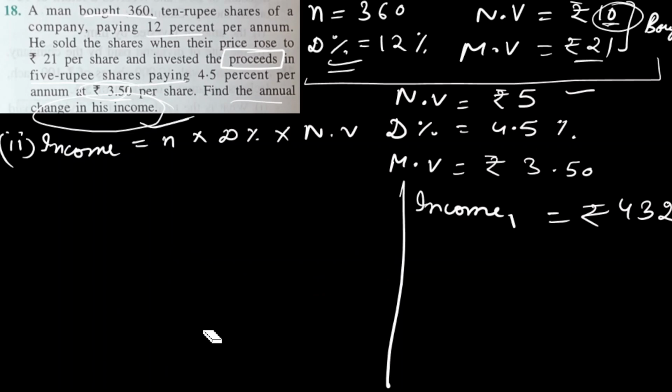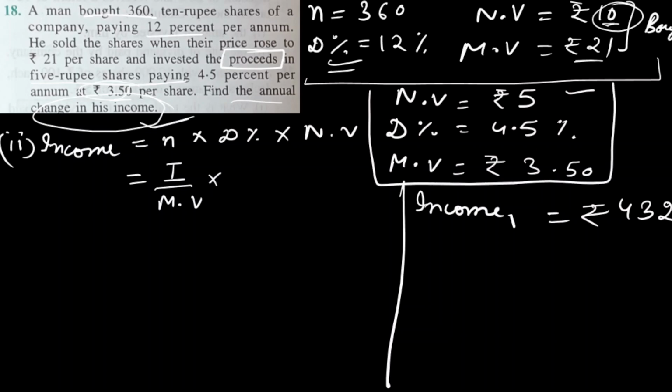Now the number of shares is not given to us for the second company. But what is the formula for the number of shares? Number of shares is equal to investment by market value into dividend percent. Dividend percent, the second thing we have to use. So these are the informations we have to write.